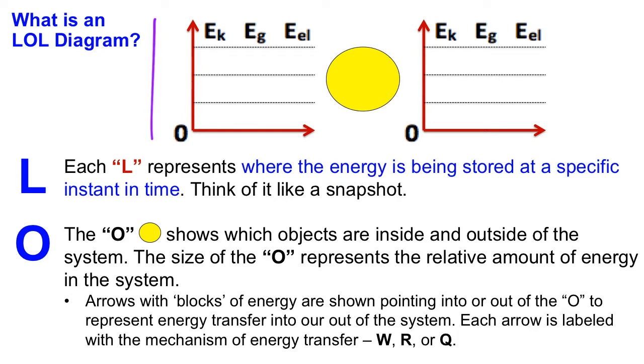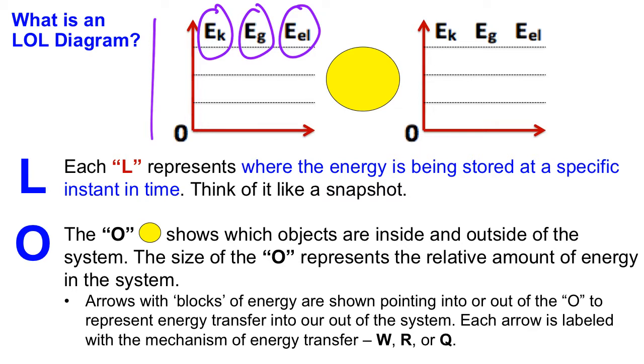Notice here that we have a labeling system, and we're going to always include on all the L's in a specific LOL diagram any energy storage area that is present in that entire system, in that entire situation. In this case, notice we have kinetic energy, we have gravitational energy, and this is elastic energy.